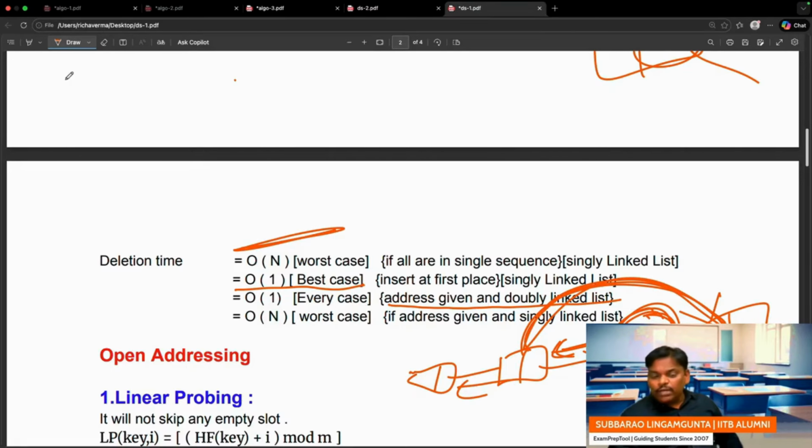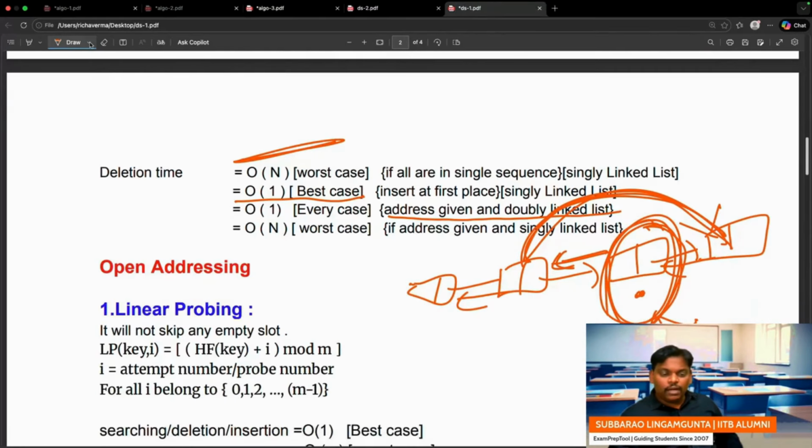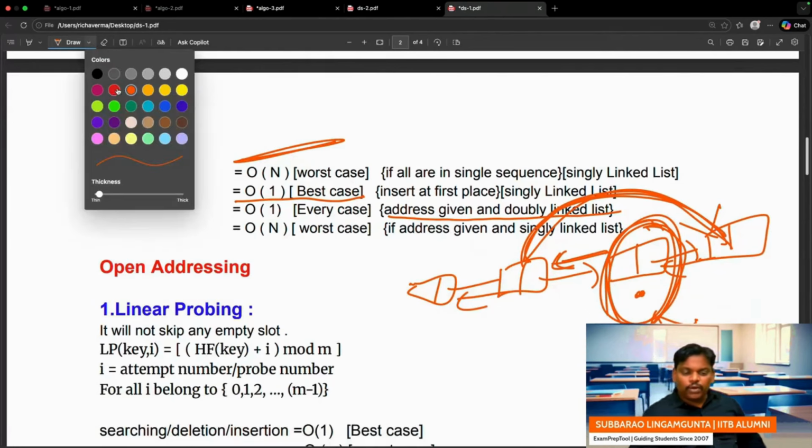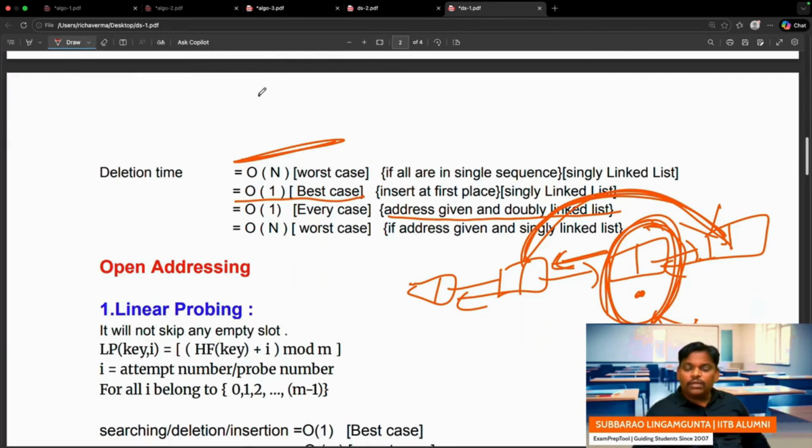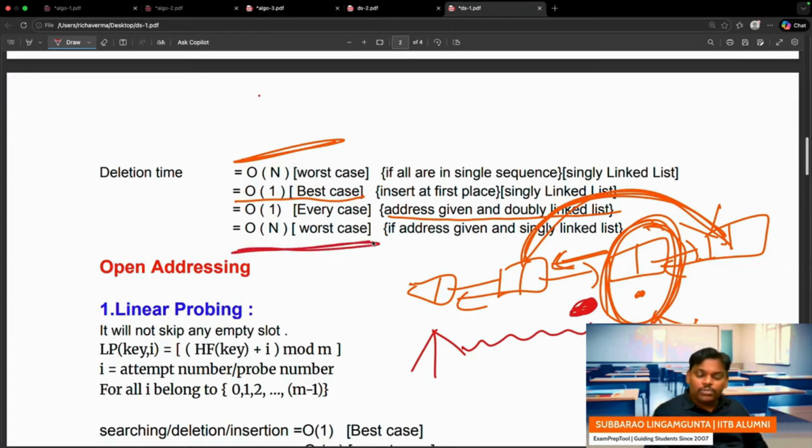Address is provided, but this is a single linked list, not a double linked list. When you say address is provided and it is a single linked list, you cannot go back. Remember, you cannot go back, because it is a single linked list. Then you have to start from here and come here. That time it will take order of n. Please be careful. This point is very, very important.